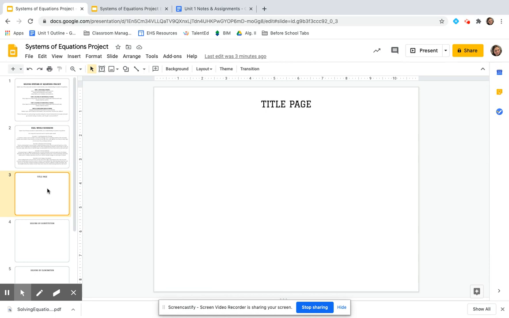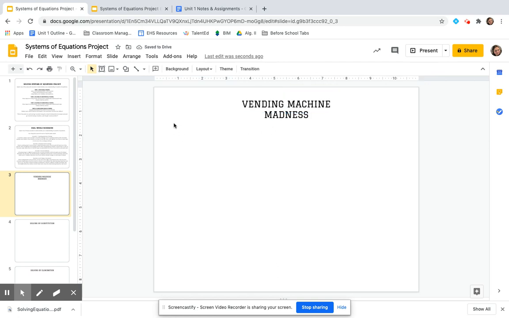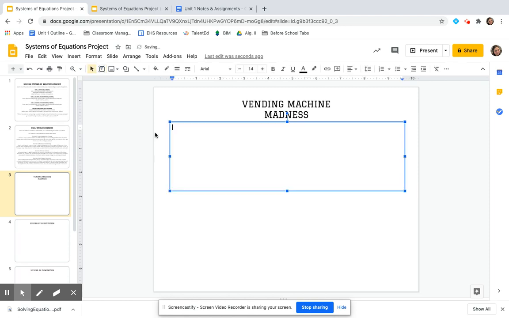Title page. This is where I need you to type which one you pick. So if you choose vending machine, then type vending machine madness at the top. Okay, then you're going to want to add a text box, and you can put your mouse down, hold it, and drag it to however big you want that text box to be. Okay, and then you need to paste your problem here. Okay, I like mine centered because I think it looks nicer.